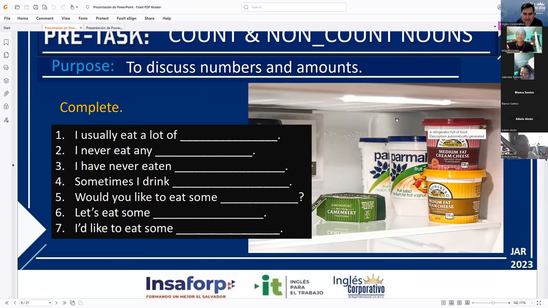You have 3 minutes. The 3 minutes begin right now. Okay, let's begin writing. 1, 2, 3, 4, 5, 6, 7, and only the food. Don't write the structure, only the food.